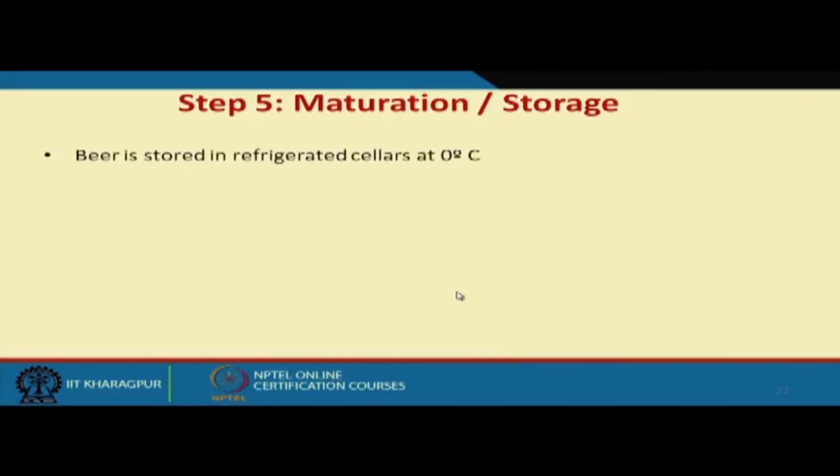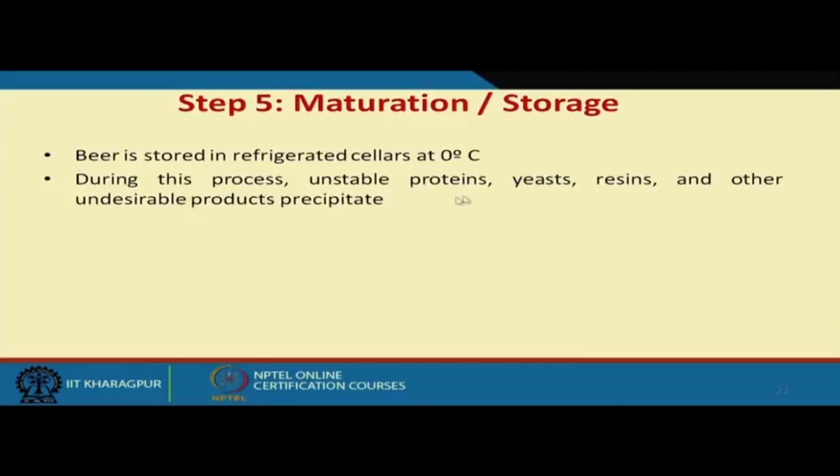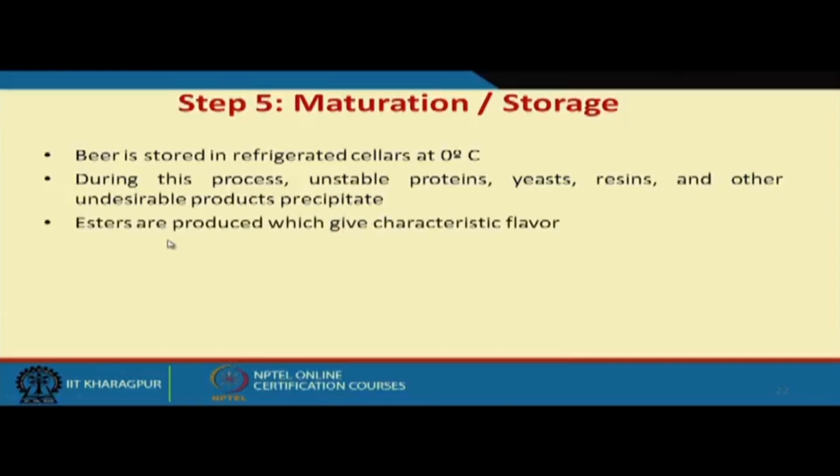Now the maturation process, I mentioned before, the beer is stored in the refrigerated cellar at 0 degrees centigrade, and during this process the unstable protein, yeast and resins and other undesirable protein are precipitated out, which is very important. Then esters are produced to give the characteristic flavor. I told you the ethanol and organic acid form the esters, so the harshness of the beer will go, the harshness disappeared, what I mentioned.